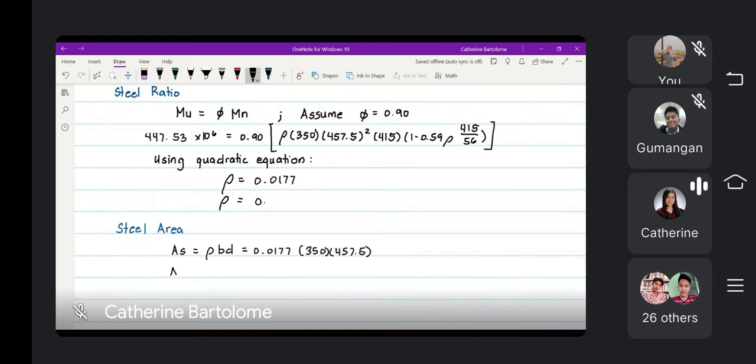Ano yung isang value ng rho? 0.21098. Okay? So we add up 0.0177 since it is the lowest. Now kindly solve for the As.